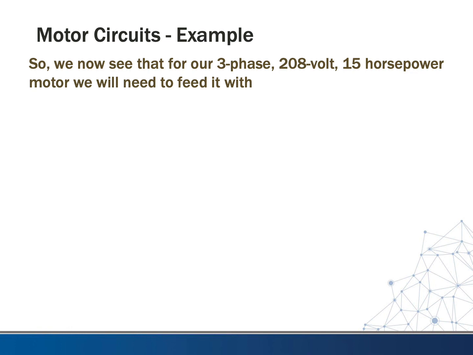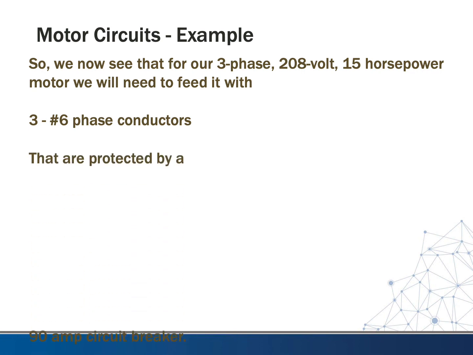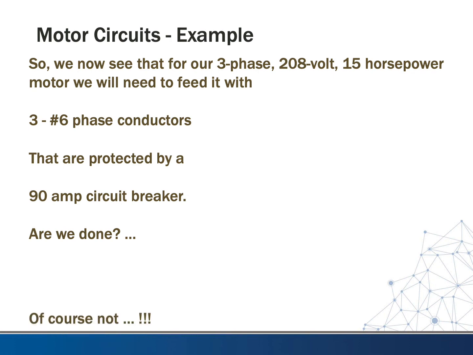So we now see that for a three-phase 208 volt 15 horsepower motor, we'll need to feed it with the following. We'll need 3 number 6 phase conductors because it's a 3-phase motor. And we'll have that protected by a 90 amp circuit breaker. So are we done? Of course not. That's only the wire and the breaker size.